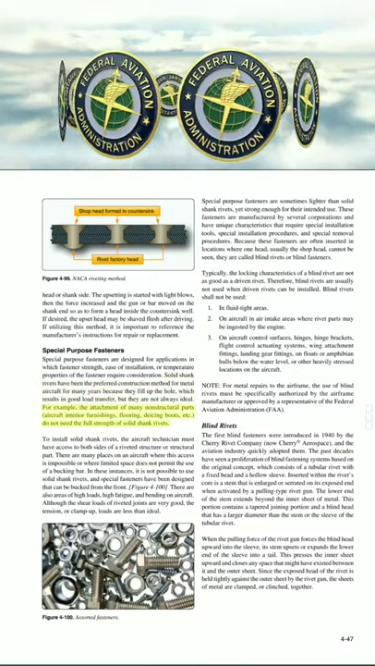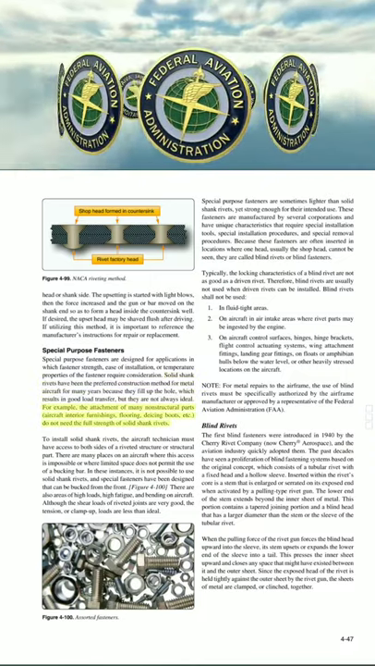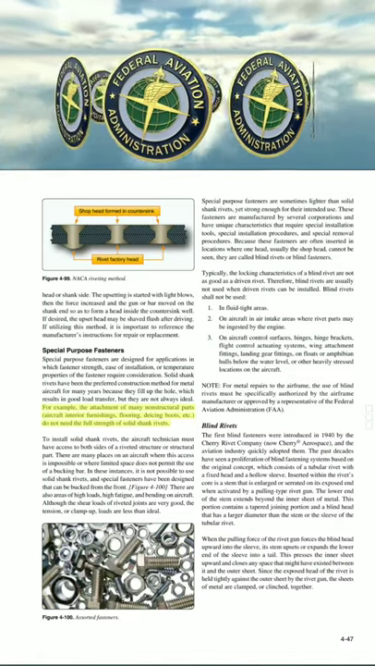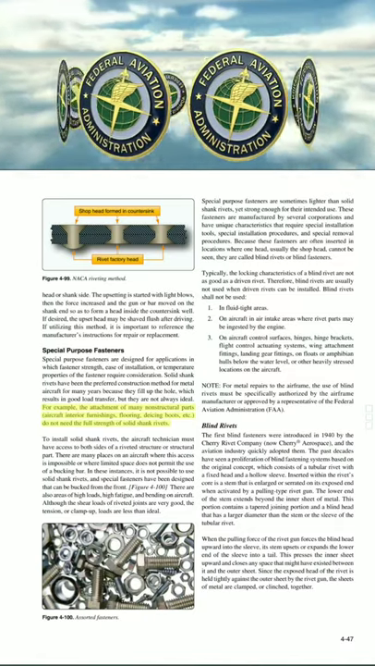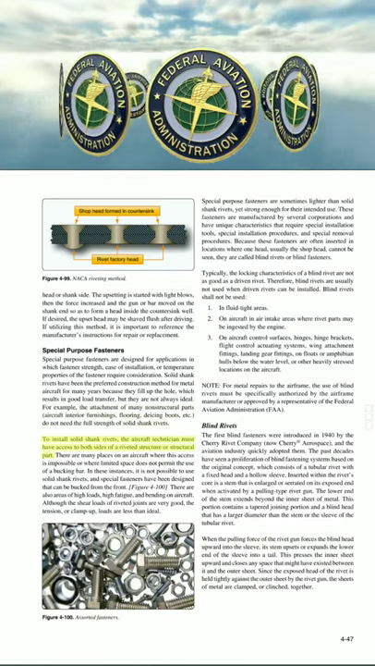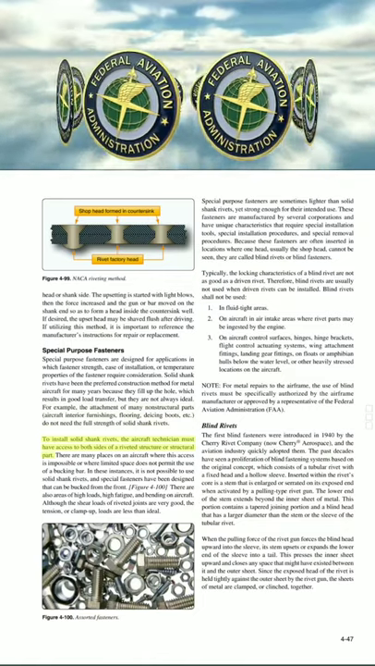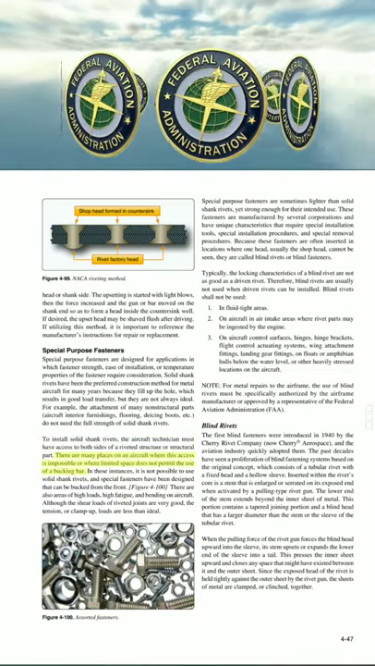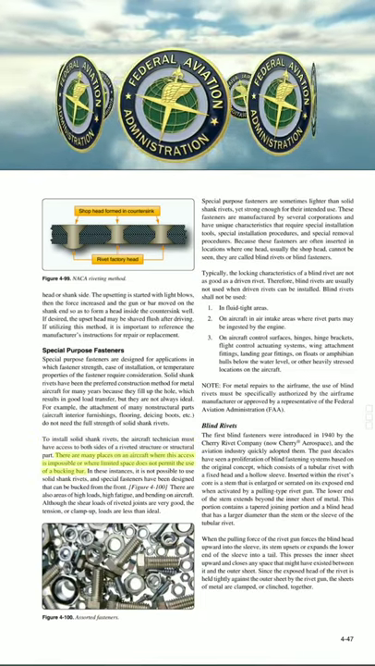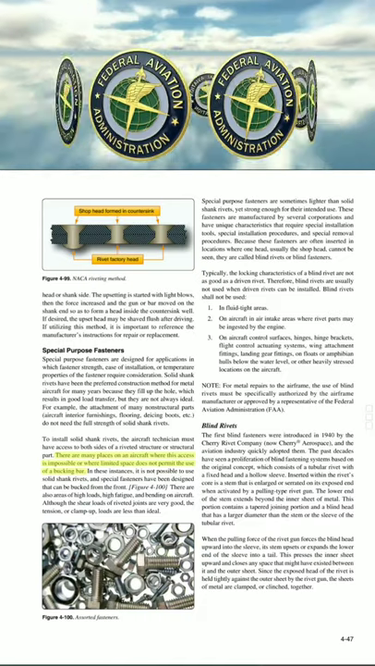For example, the attachment of many non-structural parts, aircraft interior furnishings, flooring, de-icing boots, etc., do not need the full strength of solid shank rivets. To install solid shank rivets, the aircraft technician must have access to both sides of a riveted structure or structural part. There are many places on an aircraft where this access is impossible or where limited space does not permit the use of a bucking bar.